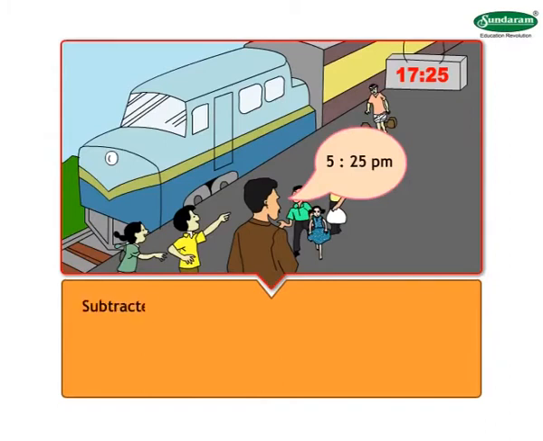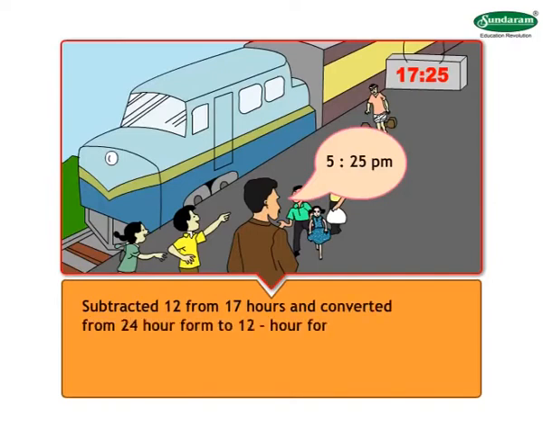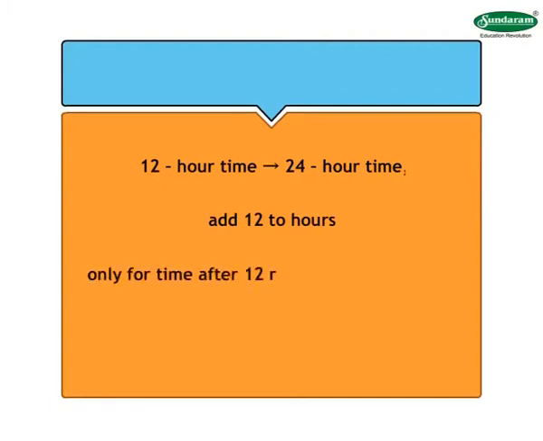Here we just subtracted 12 from 17 hours and converted the time from 24-hour form to 12-hour form. Thus, 16 hours is equal to 16 minus 12 is equal to 4 p.m. To convert 12-hour time into 24-hour time, add 12 to the hours. Remember, this is only for the time after 12 noon, that is p.m., till midnight.